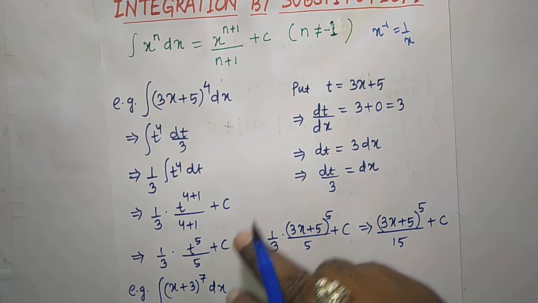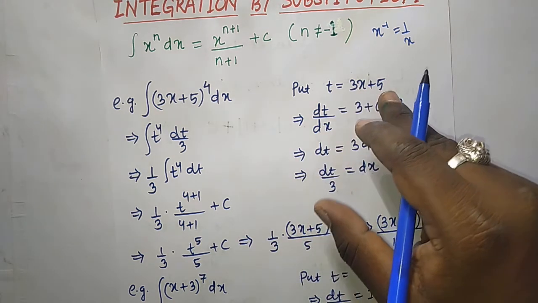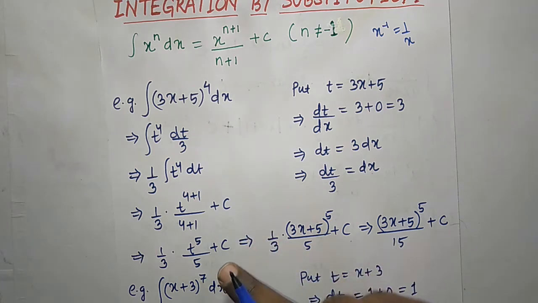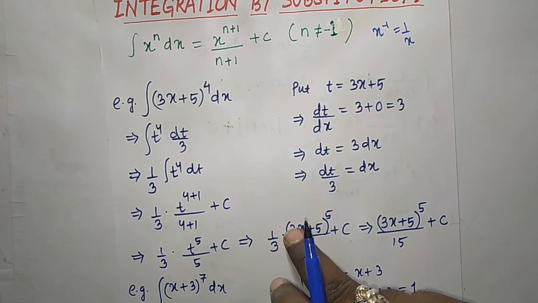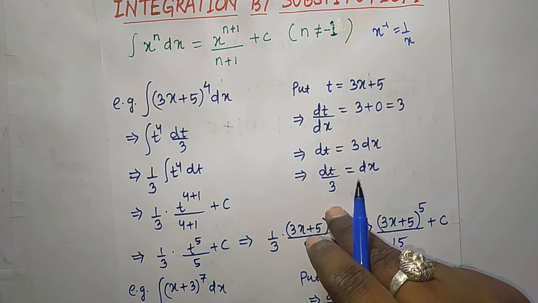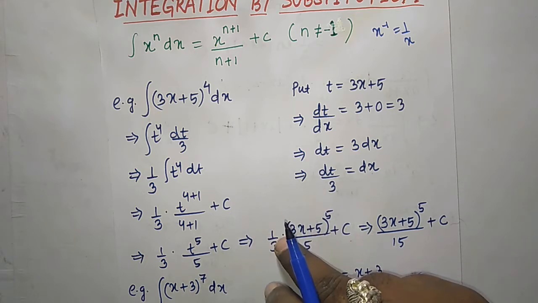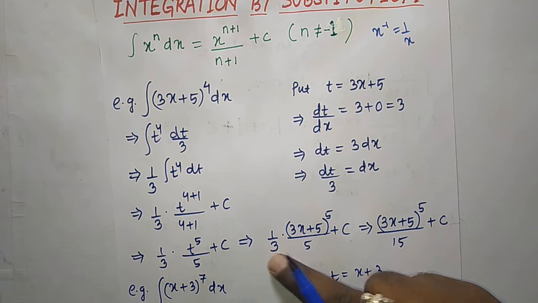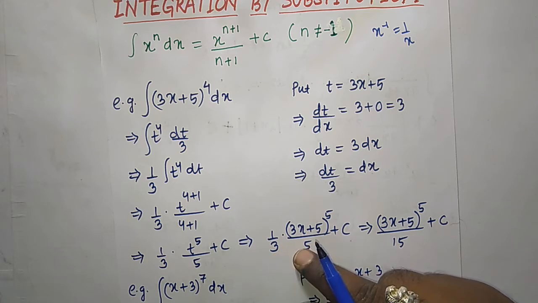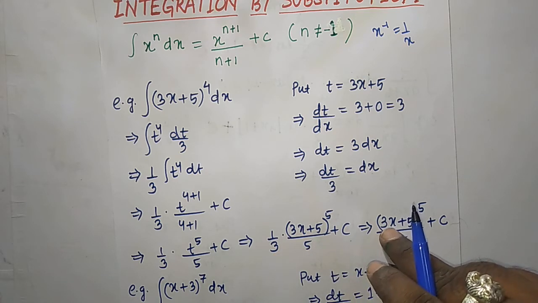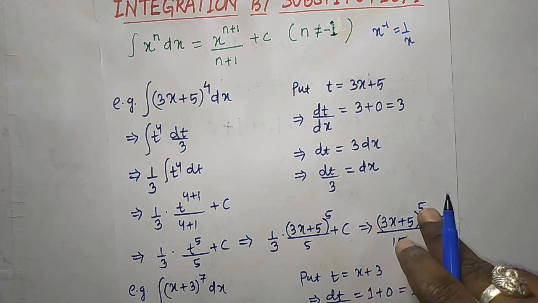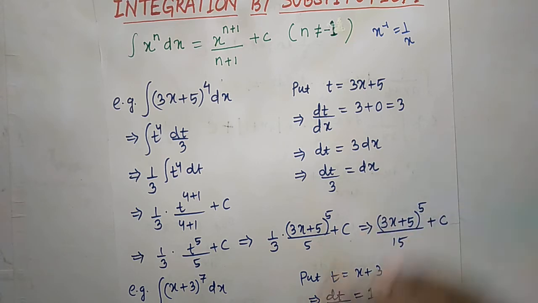Okay, here we have taken t as 3x plus 5, so again put back 3x plus 5 in place of t. Here t to the power 5 is there, so I have written here (3x plus 5) to the power 5. Okay, now you have got this term. Now here in the denominator 3 and 5 is there, multiply these two, you will get here (3x plus 5) whole to the power 5 divided by 15 plus c.